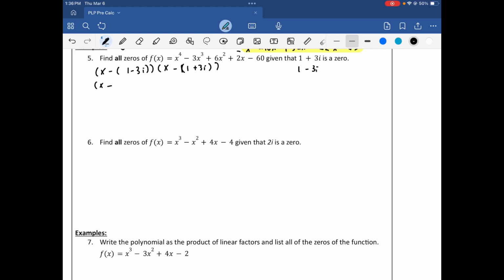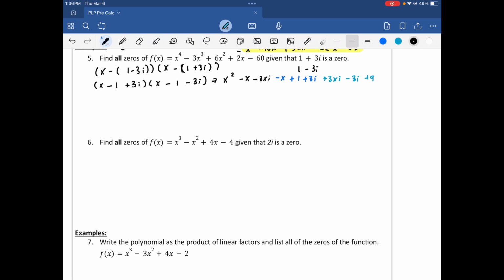I'm going to go ahead and get these all FOILed out. It's going to give me x squared minus x minus 3xi, and then minus x plus 1 plus 3i, and plus 3xi minus 3i minus 9i squared, which becomes plus 9.